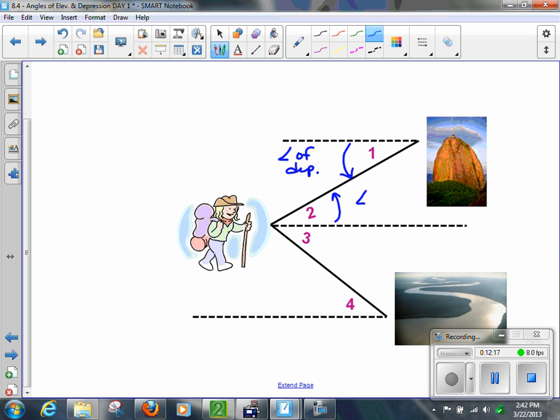This is your angle of elevation here. And her looking down towards the river is what? Angle of depression. And then the fish in the river looking up at the girl, thank you, Maddie, is the angle of elevation. Please fix this in your notes. Okay?